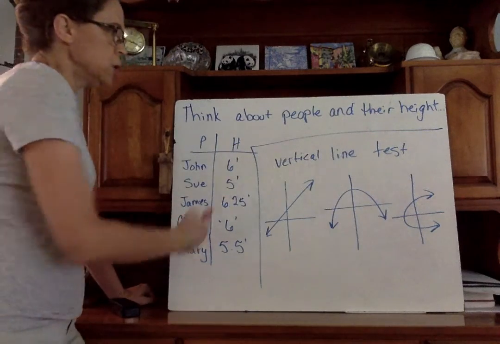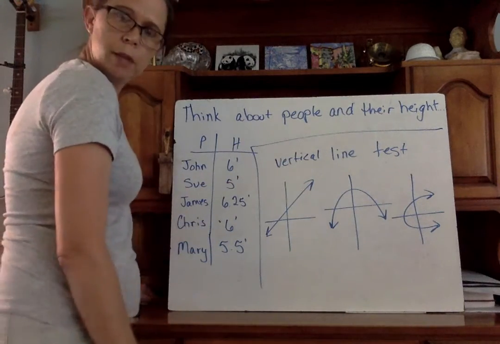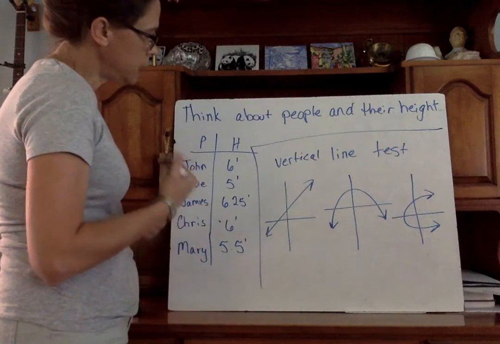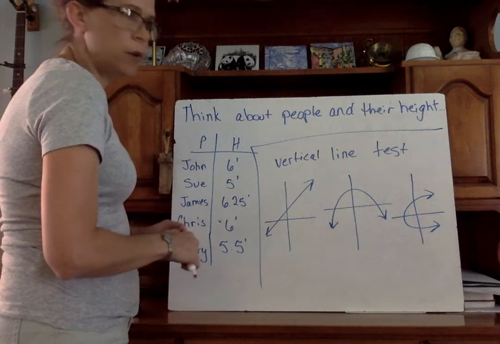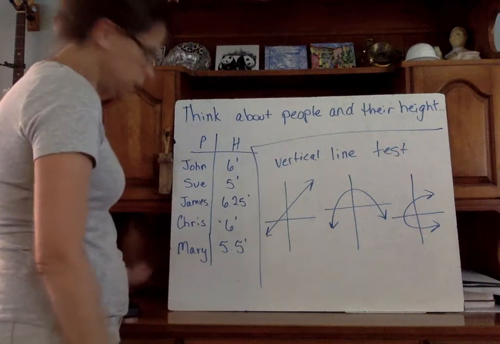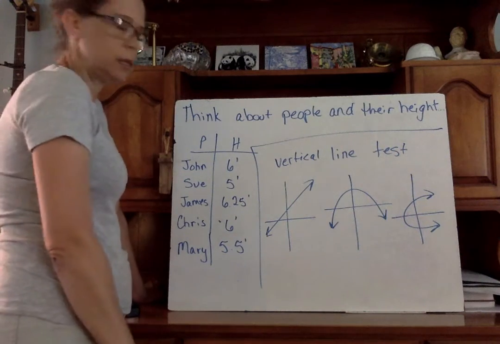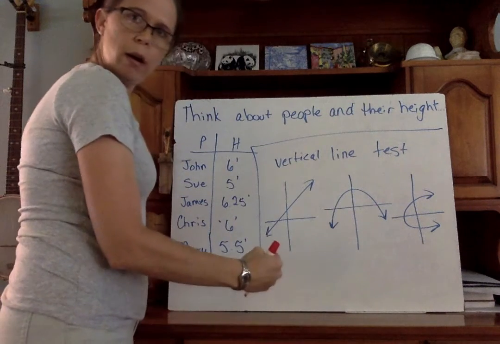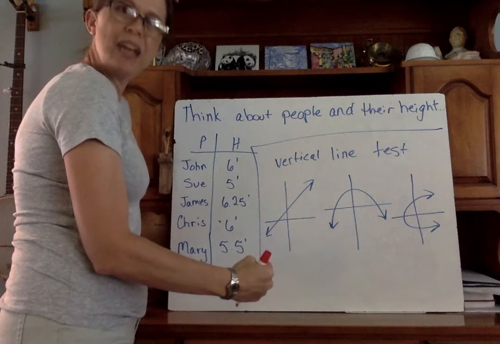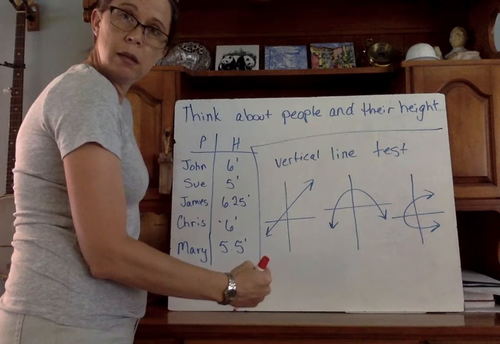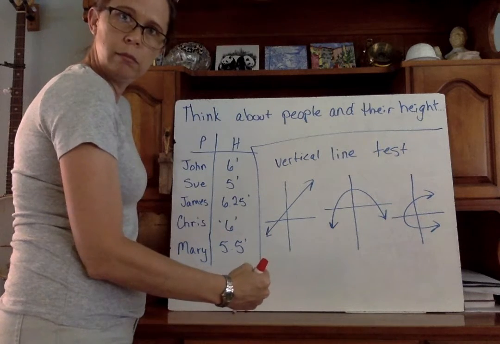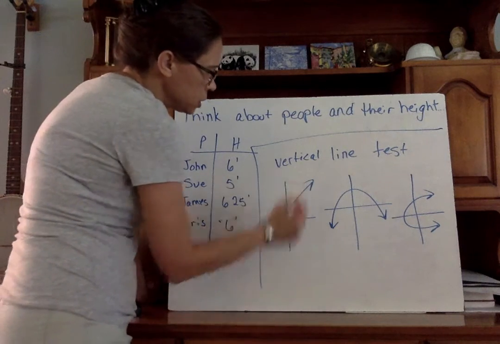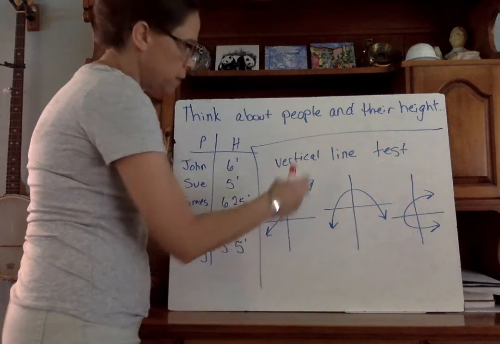Okay? So if I've got a graph of a line and it says, use the vertical line test to see if this is a function. The vertical line test says, if I draw a vertical line anywhere on the graph of that line and it crosses the line more than once, it's not a function. Okay? So I'm going to just do some vertical lines on the graphs of these lines here.